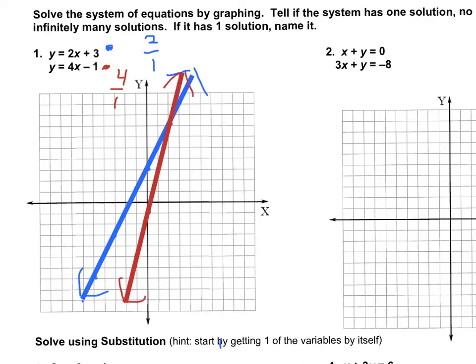Okay, so you can see the spot where they cross is right here on this point, and so that point, if you name it, you have to go from the origin, you have to go over 2 and up 7. So our answer is 2, 7.